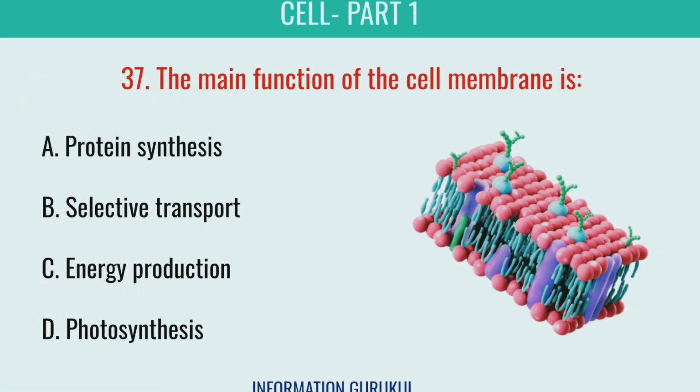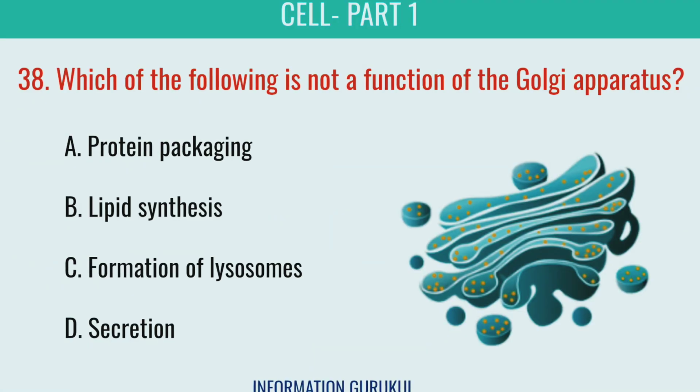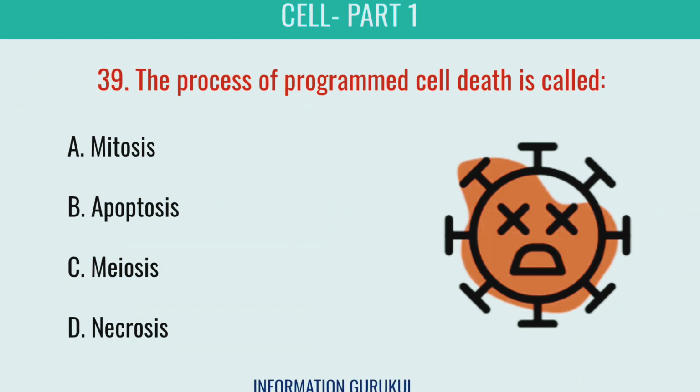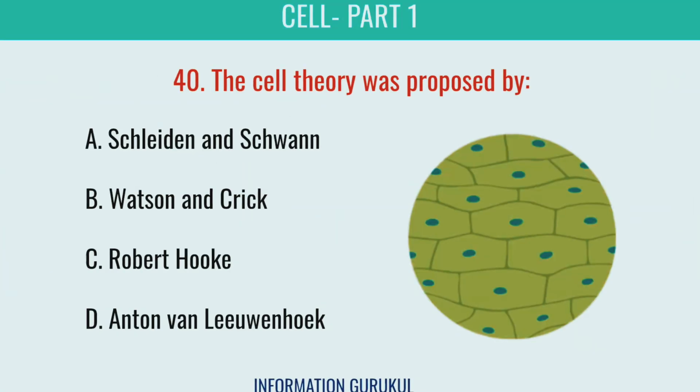The main function of the cell membrane is selective transport. Which of the following is not a function of the Golgi apparatus? Lipid synthesis. The process of programmed cell death is called apoptosis. The cell theory was proposed by Schleiden and Schwann.